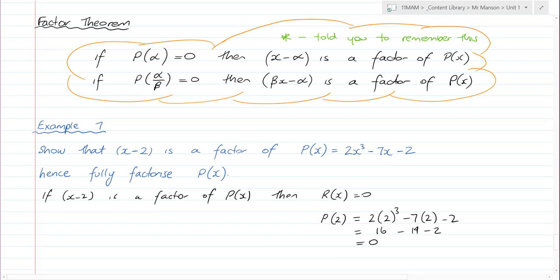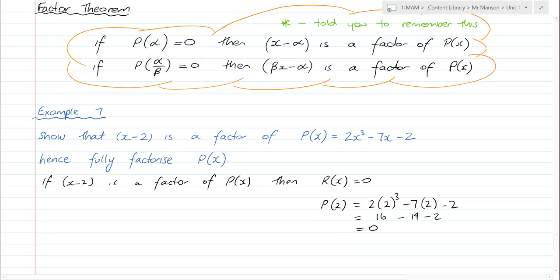The first mark will be almost certainly allocated for just recognising you have to put a 2 in there. Probably writing that, or maybe doing this step here, where you substitute 2 in, will give you your first mark. Your second mark will be when you show it's equal to 0. Your other 2 marks will come from factorising.